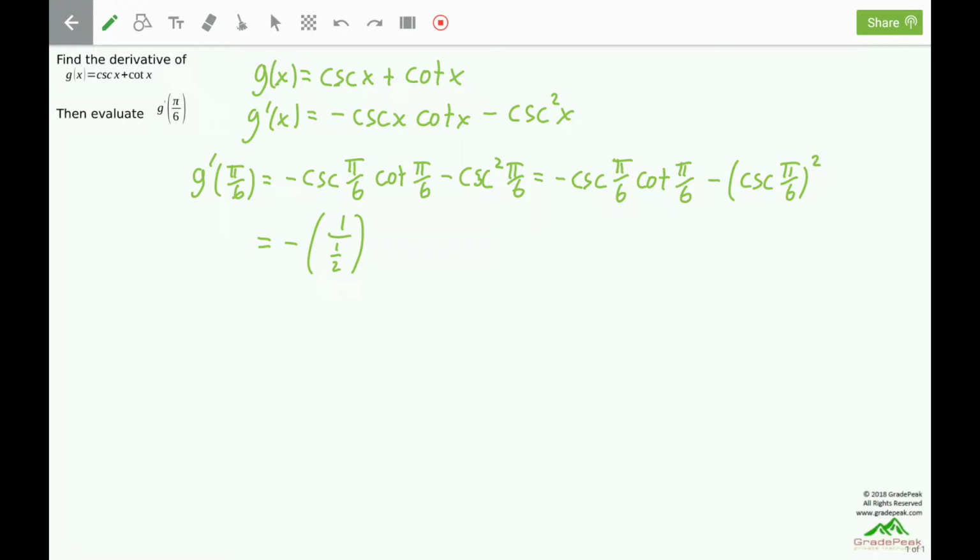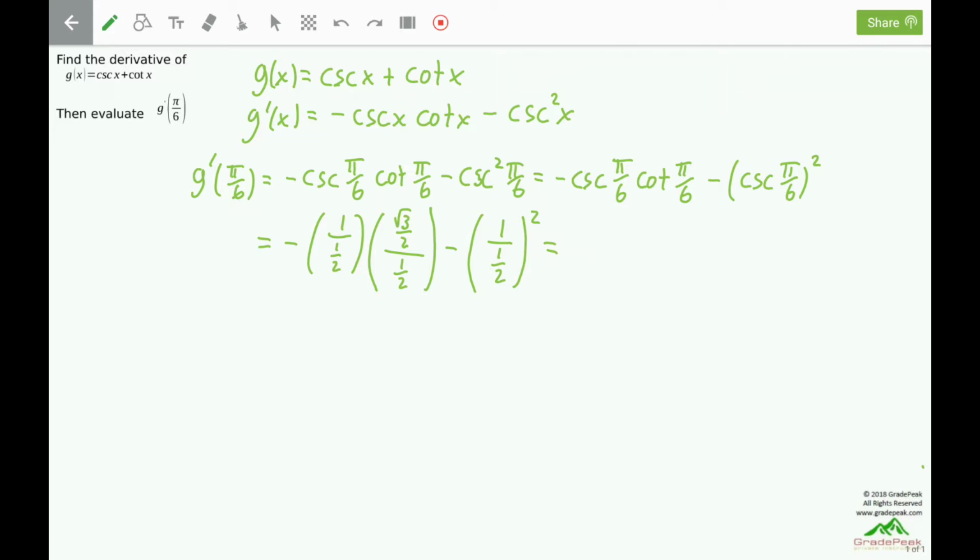The cotangent of pi over 6 is the cosine of pi over 6 over the sine of pi over 6. The cosine of pi over 6 is root 3 over 2, and the sine of pi over 6 is a 1/2. And then we have this minus the cosecant of pi over 6, which again is 1 over the sine of pi over 6. 1 over 1/2, and quantity squared.